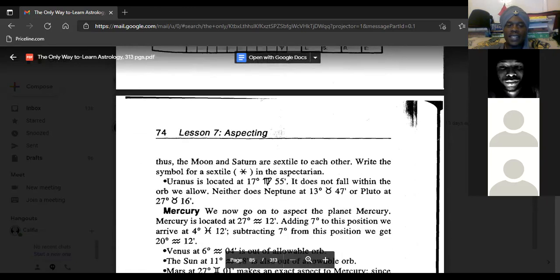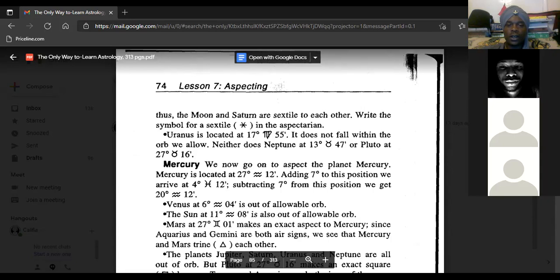Thus, the moon and Saturn are sextile to each other. Write the symbol for a sextile in the aspectarian. Uranus is located at 16 degrees, Virgo, 55 seconds. It does not fall within the orb we allow. Neither does Neptune at 13 degrees, 47 minutes, or Pluto at 27 degrees, 16 minutes.